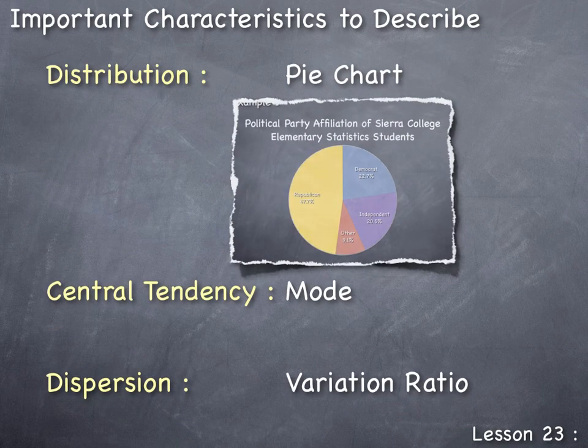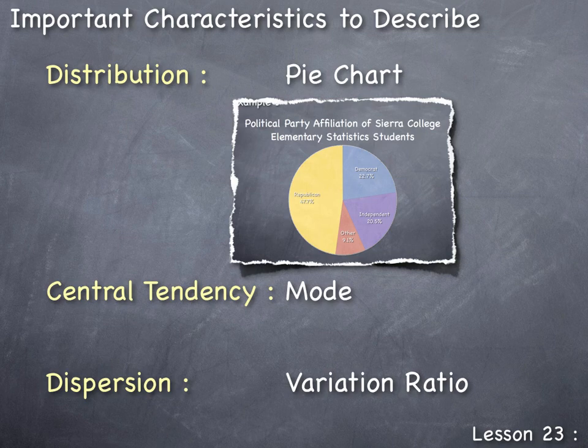So in a previous example, we had constructed a pie chart for the political party affiliation of Sierra College Elementary Statistics students. The pie chart here displays the distribution of the data. And here we can look at the individual political party affiliations along with their corresponding percentages. So here we have 47.7% of the sample was Republican, 22.7% of the sample was Democrat, 20.5% were independent, and the remaining 9.1% were other.